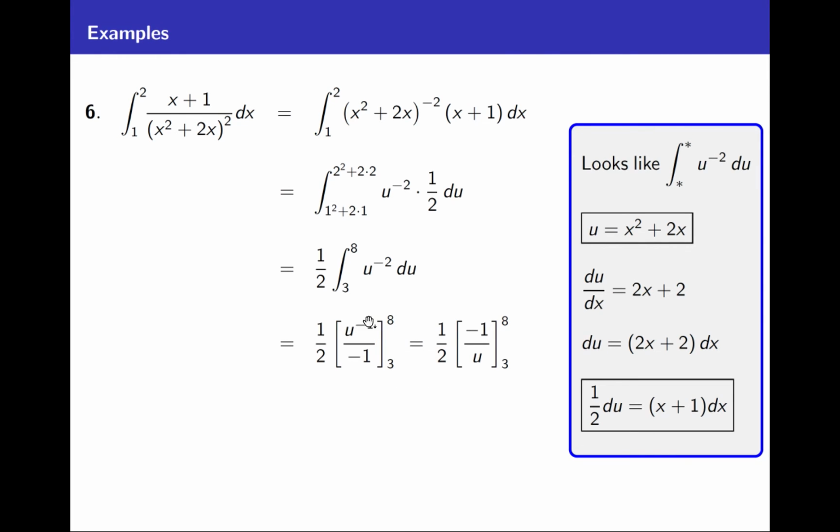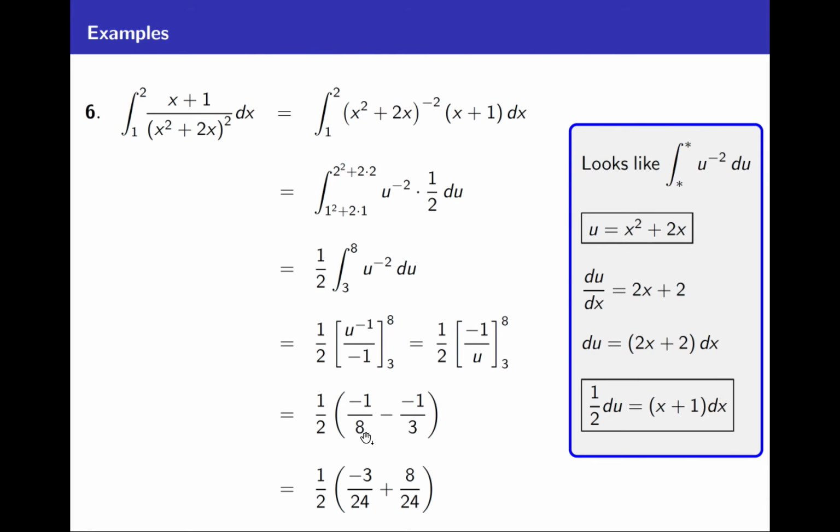And let's bring that negative power down to the bottom. We get, in the box here, negative 1 over u from 3 to 8, whole thing times 1/2. That gives us 1/2 at negative 1 over 8 minus negative 1 over 3.